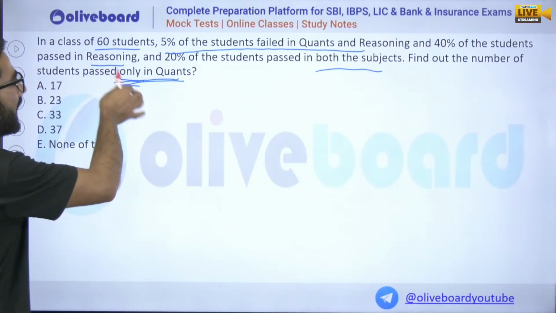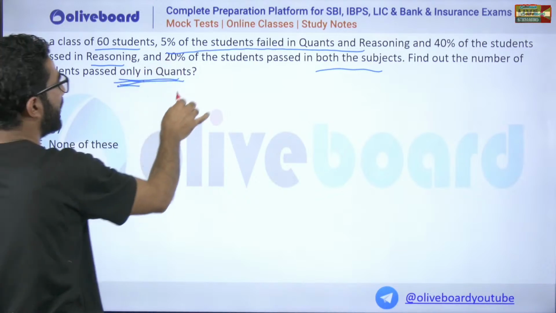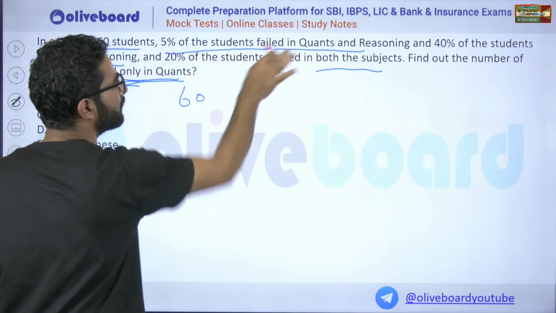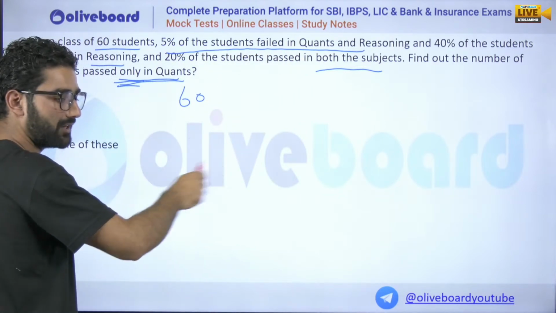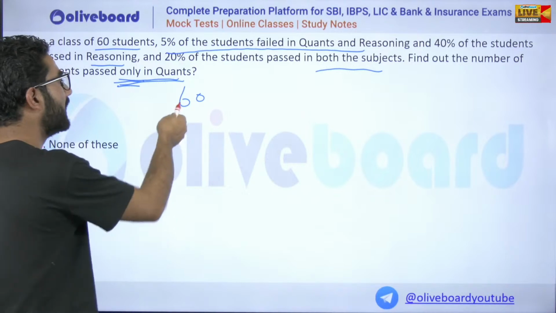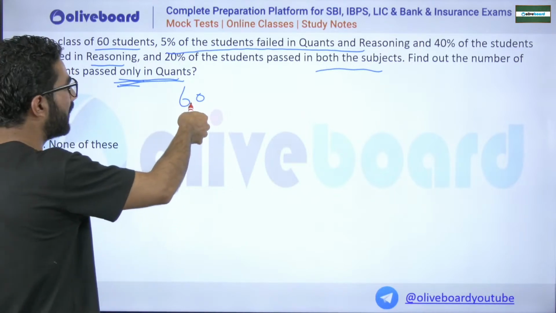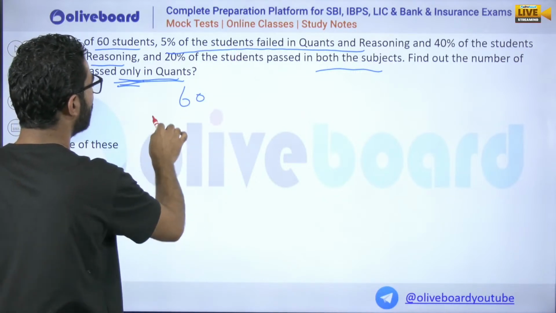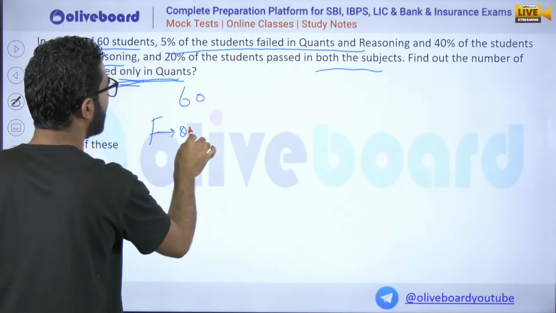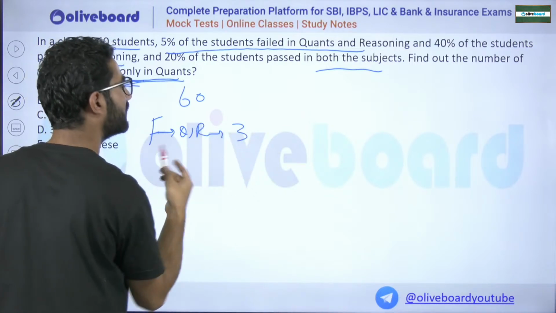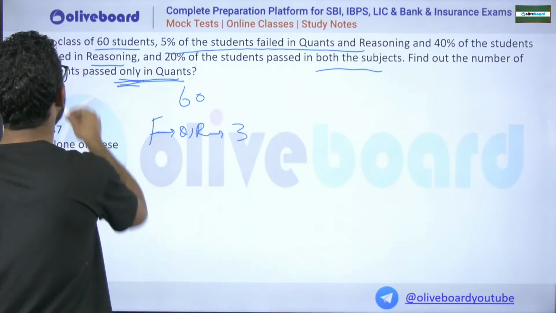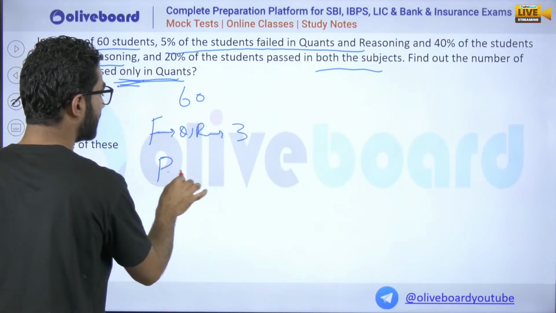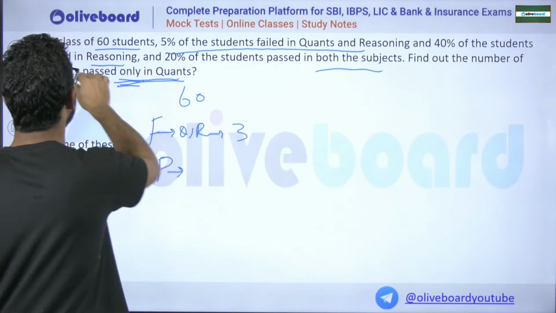Okay, so 5% of the students fail. You can take the data. We have only 60 students in the class. So 5% fail in reasoning; don't go for full calculation now. 10 percentile of 60 will be 6, and 5 percentile will be 3. So the students who failed count as well as reasoning are nothing but 3. Simple. 40 percentile of the students pass reasoning. The question is how many students have passed reasoning?